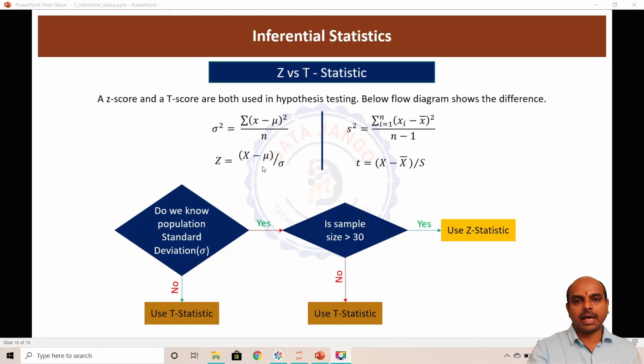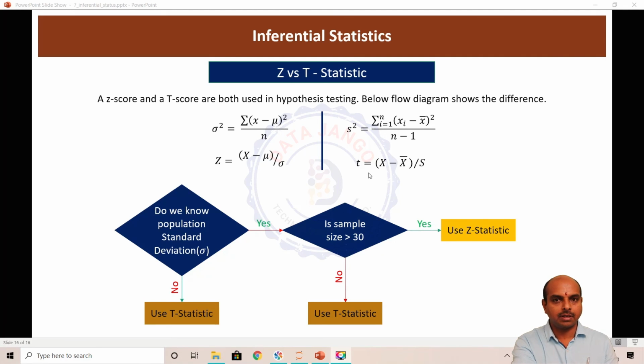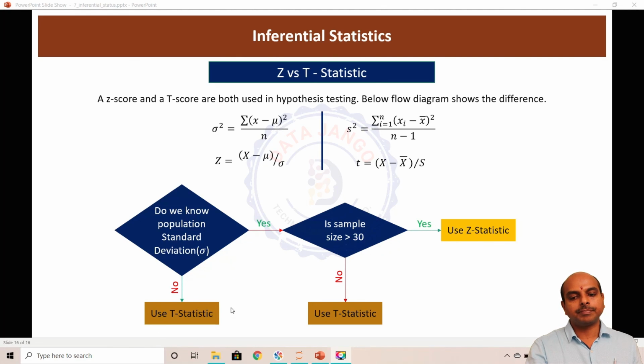T score and Z score are the same. We are trying to calculate the distance between the data point and the mean in terms of standard deviation. When to take Z score and when to take T score? Do we have the population standard deviation? Yes, and if the sample size is greater than 30, we should take Z score. If the population standard deviation is unknown, we will go with the T score. How big the sample is doesn't matter. If you don't know the population standard deviation, you always go with T score or T statistic.